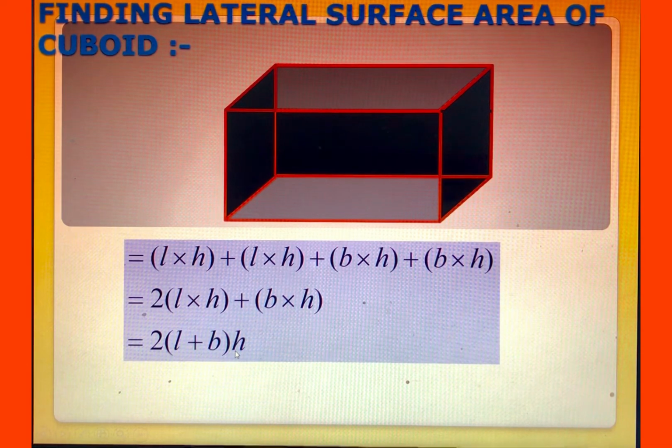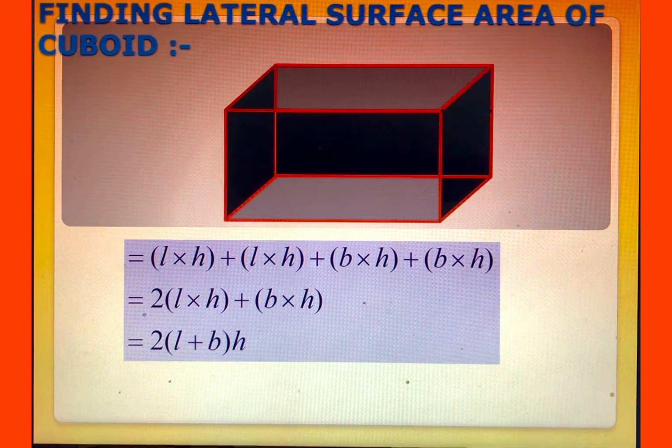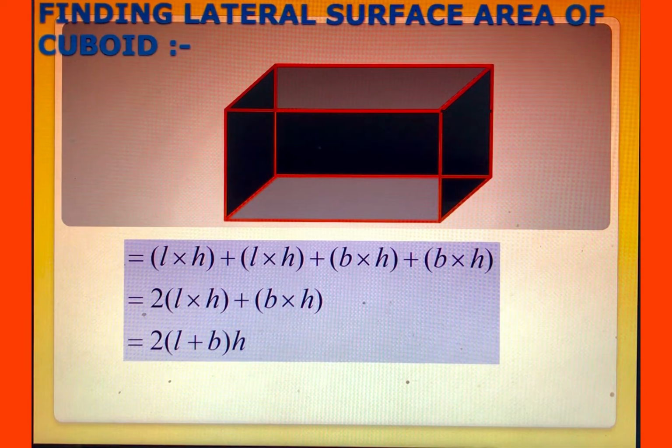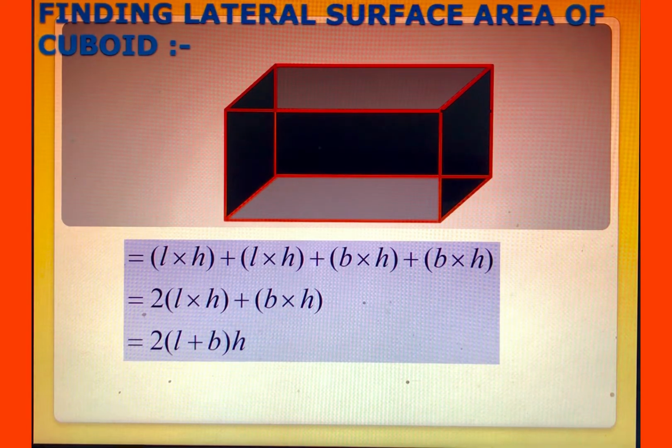So this is the lateral surface area of cuboid, and this lateral surface area is also known as area of 4 walls. 4 दीवारों का एरिया को भी हम लेटरल सरफेस एरिया बोलते हैं. कमरे की चारों दीवारों का एरिया जो होता है उसी को हम बोलते हैं लेटरल सरफेस एरिया.